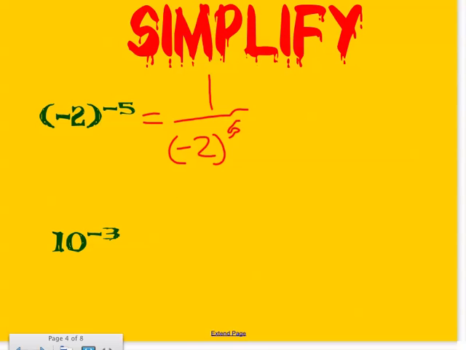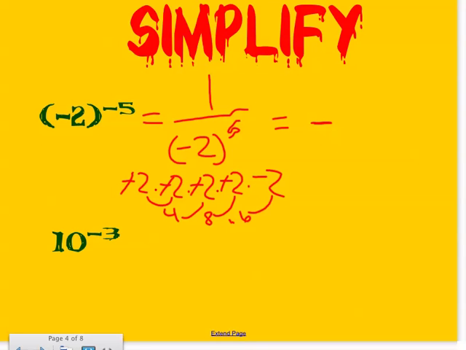Or if you have to do it all the way out to get rid of the exponents, all this is negative 2 times negative 2 times negative 2 times negative 2 times negative 2. So we have 1, 2, 3, 4, 5. So it's going to be a negative answer altogether. 2 times 2 is 4. Times 2 is 8. Times 2 is 16. Times 2 is 32. So negative 1 over 32 is my final answer.